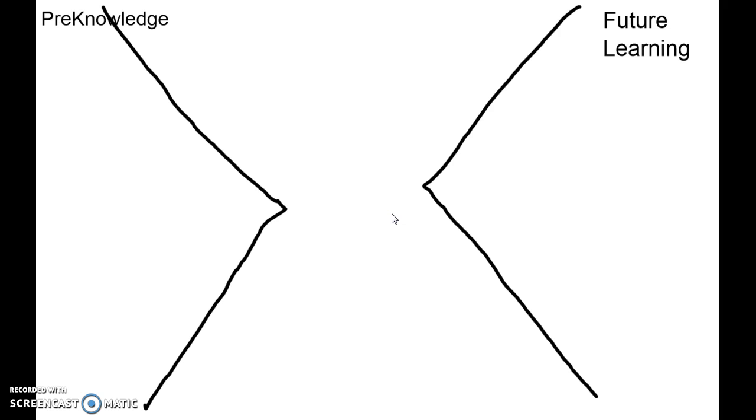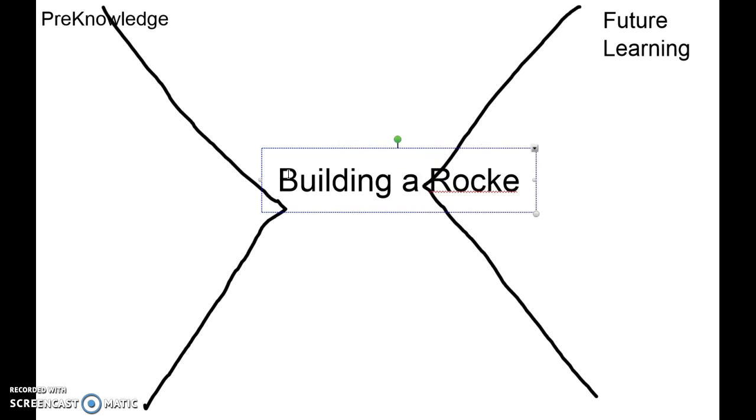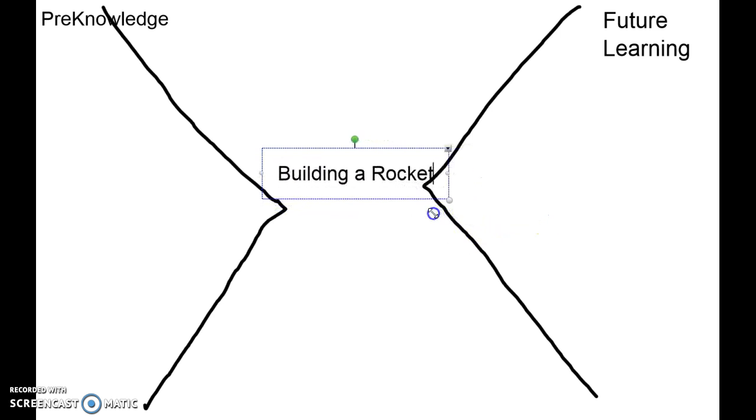For this setup, right here in the middle is what we're actually going to focus on and learn: what we want to be able to teach, or what the project that we're working on is, okay? So if my project is going to be something like building a rocket, okay? That's an important part for a lot of different things. But what exactly is entailed in building a rocket? What do I need to know?